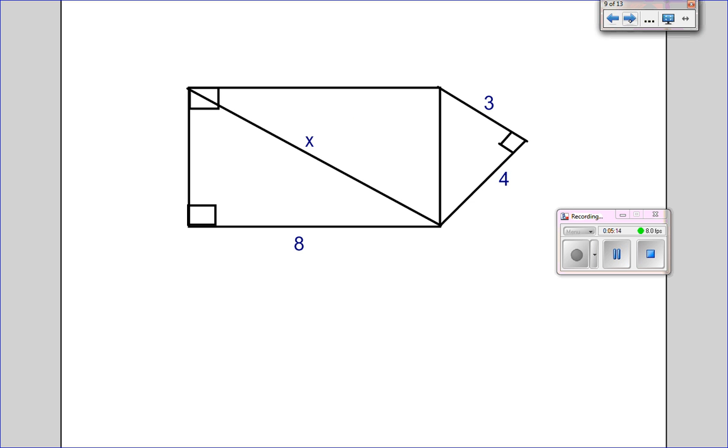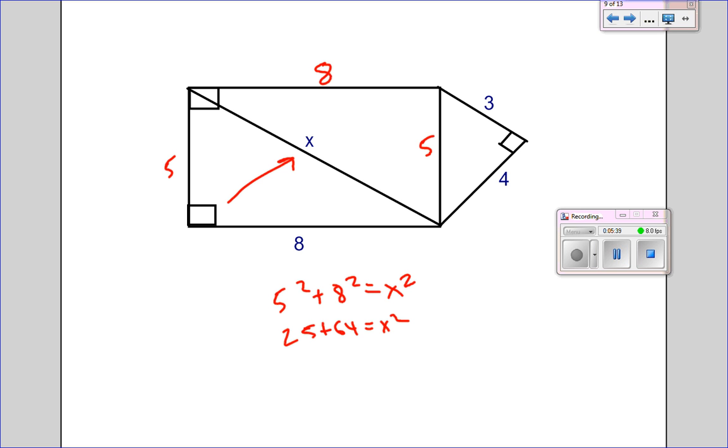All right, so we look at this question, and you should realize instantly that you have a 3 and a 4. If you have a 3 and a 4, you know that your hypotenuse will be 5, and this will be 8 because it's a rectangle. So 5 squared plus 8 squared equals x squared, because x is the hypotenuse. 25 plus 64 equals x squared. 89 equals x squared. And does 89 have a perfect root? No. Can it be broken down? No. So x equals the square root of 89.